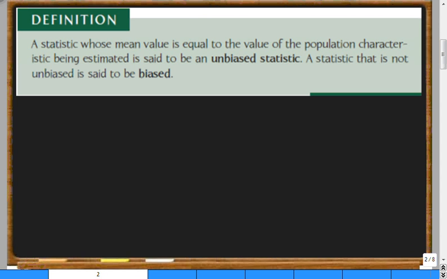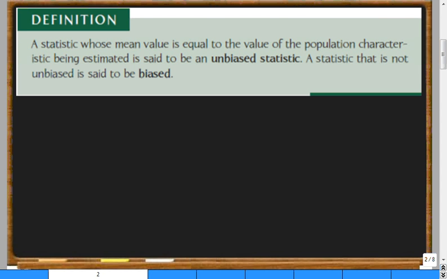The idea is that there's this concept of biased and unbiased statistics. A statistic whose mean value is equal to the value of the population characteristic being estimated is said to be unbiased. So if the statistic's mean value is the same as the characteristic, it's unbiased. If it's not the same, it's going to be biased.